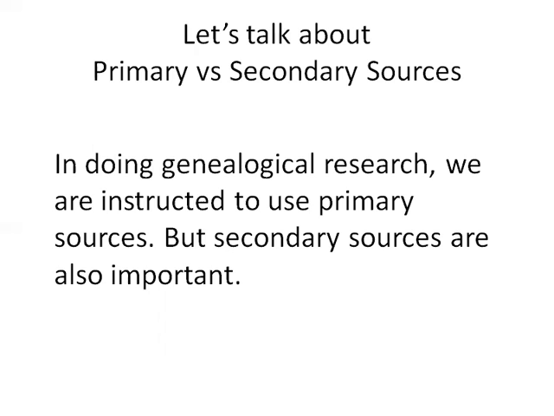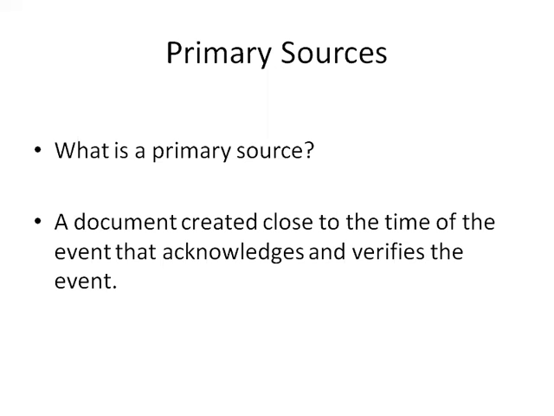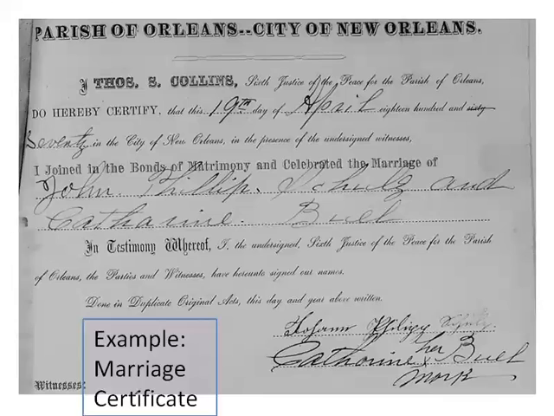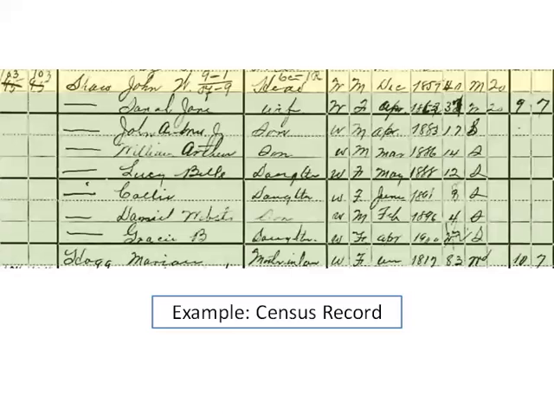In genealogy, we're always told that we must use primary sources. That's true, but secondary sources are also important. What is a primary source? Well, it's a document created at the time an event happens or close to the time that the event happens, and it acknowledges and verifies the event. Examples are death certificates, marriage certificates, census records. These are all primary sources.